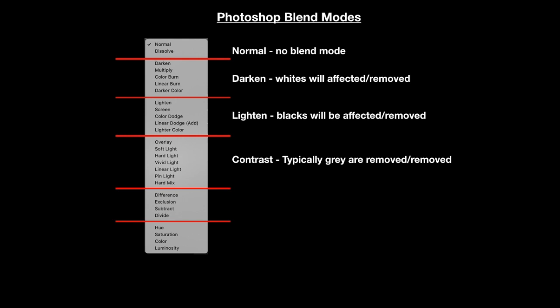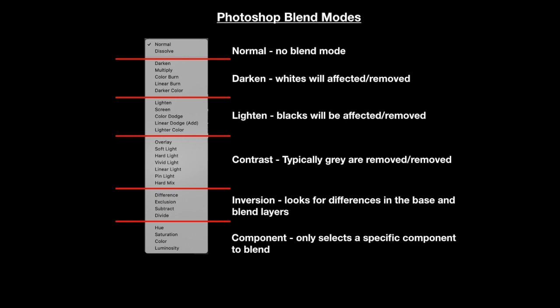And then the next group is by contrast here. Now this will work by taking the middle values, and it will work with those. So typically these groups here, the overlay, soft light, hard light, this will work on affecting the contrast. The next set here, difference, exclusion, subtract, divide, this works by inversion. So Photoshop will look for differences between the base layer and the blend layer and make some adjustments accordingly, and I'll show you what that looks like. And the last section here, component, and this will only select a specific component of hue, saturation, color, or luminosity.